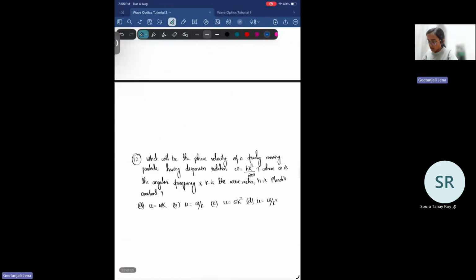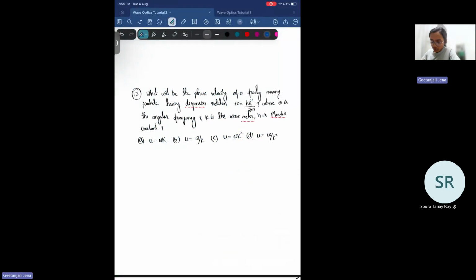So let us see our last problem. Question number 12. What will be the phase velocity of a freely moving particle having dispersion relation omega is h k square by 2, where omega is the angular frequency, k is the wave vector, and h is the Planck constant. So what will be the phase velocity of this freely moving particle? Yes, no matter what the dispersion relation, phase velocity is always omega by k.